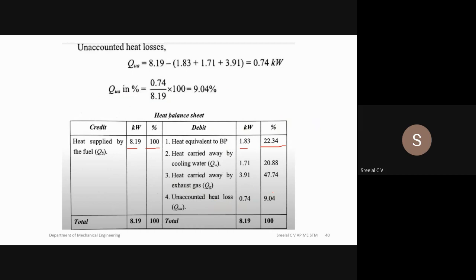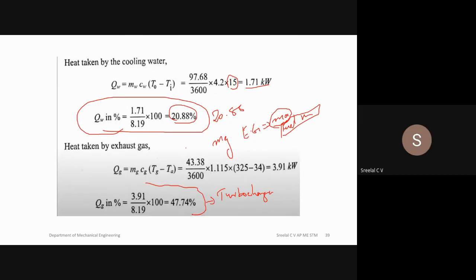Okay, so next the unaccountable. It is a very simple thing. If we subtract these three things we have found so far from the total, we will get the unaccountable heat losses. Okay, so we will get a percentage of 9.04. Then you can draw this table and write the credit and debit, and the values as well as the values in percentage. Then we will be ready with the heat balance sheet. Understood? Yes, sir. Okay, so try this today itself.